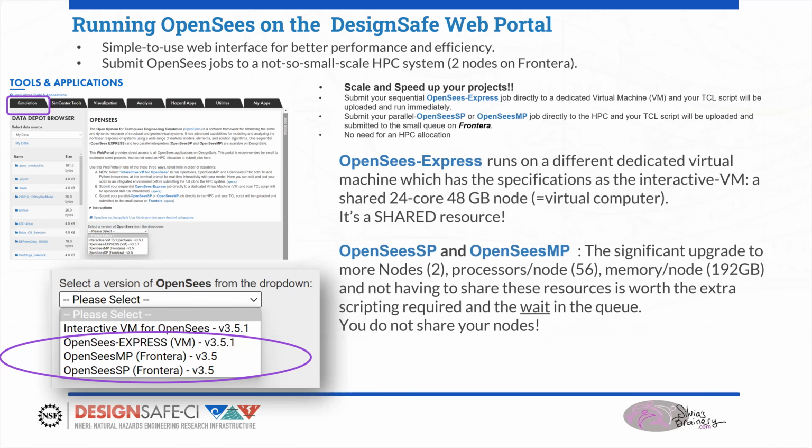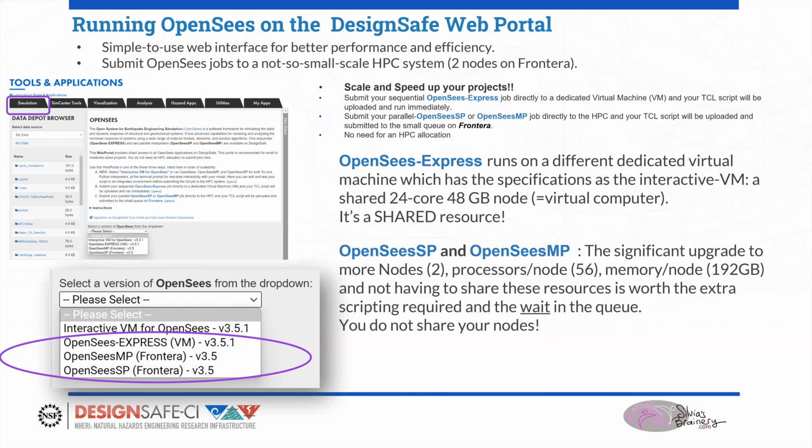OpenSees Express, as I said, it's a separate machine. It's a very powerful machine as well. It's 24 cores, 48 gigabytes. It's a single node, so it's a virtual computer. And remember also that one is a shared resource. The SP and MP that run on 2 nodes that have 56 processors per node, 192 gigabytes per node, really scale up your resources, okay? And you don't share that node, and therefore you really have a lot of power to you.